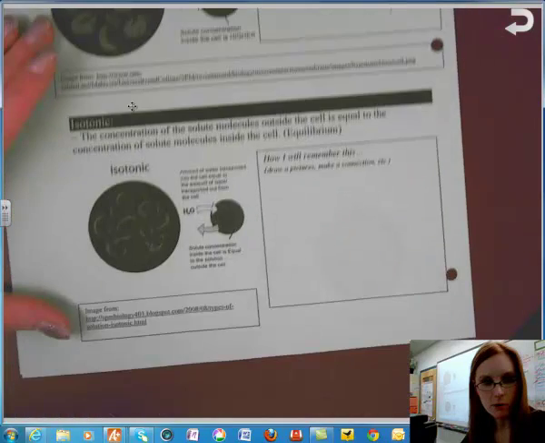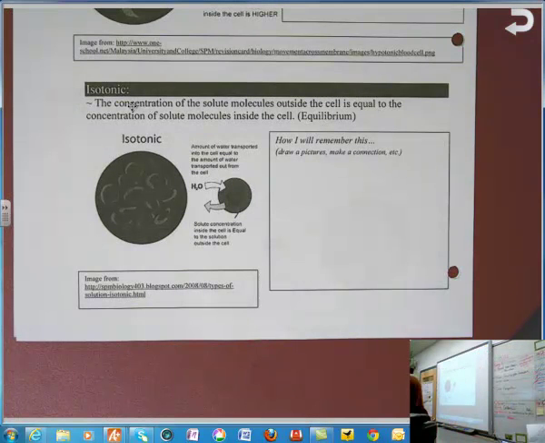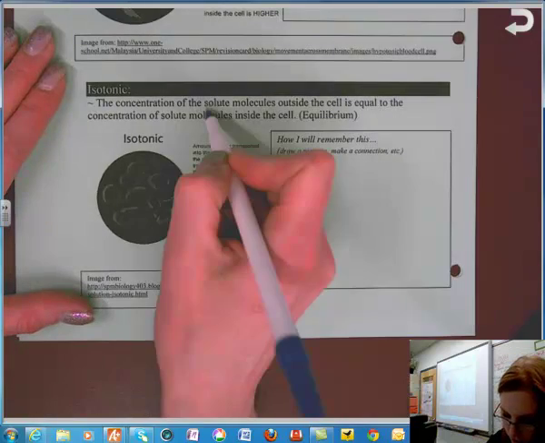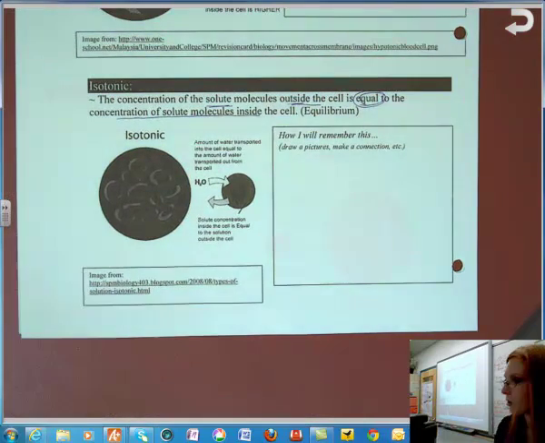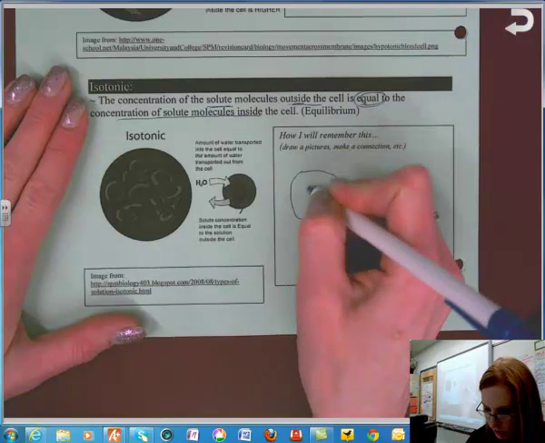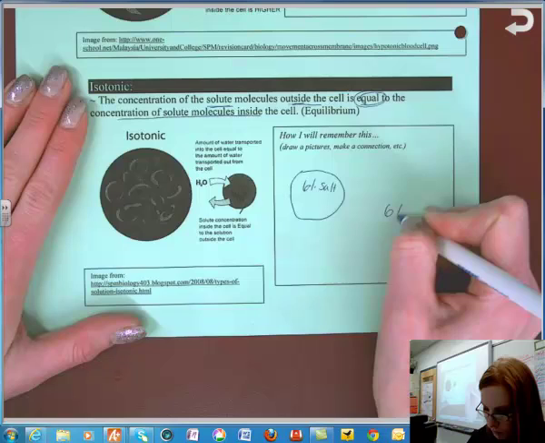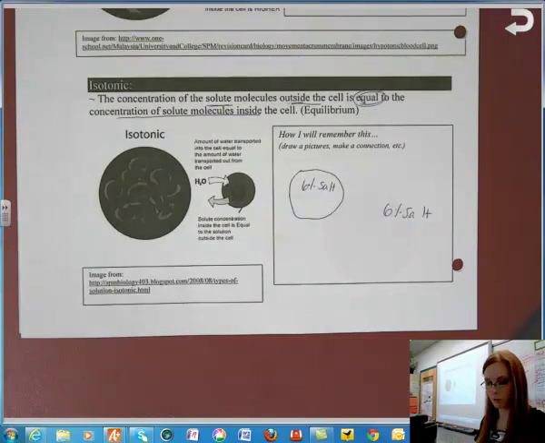Now, isotonic is what we need to finish up here. So if we know hypertonic and hypotonic, what's isotonic? Equal. Iso meaning an equal exchange. So the concentration of the solute molecules outside is equal to the concentration inside. So water will go out, and water will come in at a balanced rate. Molecules or solutes will go out, and solutes will come in at a balanced rate. Right, and really we could draw another cell, and we could say there's 6% salt here and 6% salt here. So it's the same. If they're the same solution, it's not going to draw the water one way or another.